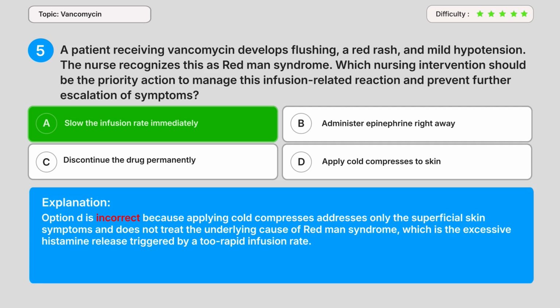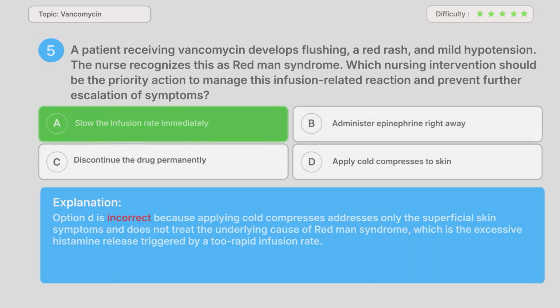Option D is incorrect because applying cold compresses addresses only the superficial skin symptoms and does not treat the underlying cause of red man syndrome, which is the excessive histamine release triggered by a too rapid infusion rate.